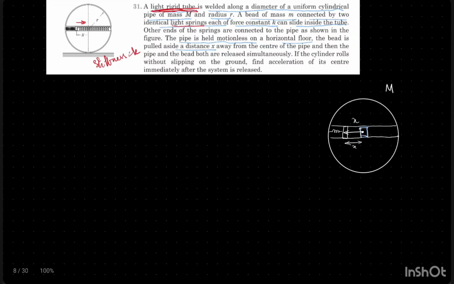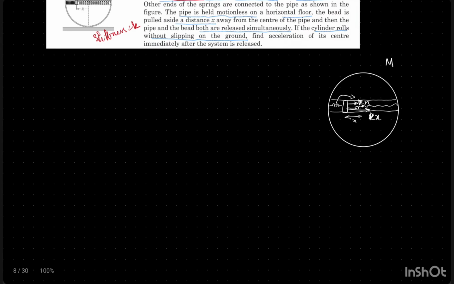So they pulled it away the distance x, so there must be a force acting on that thing, kx from this spring, and the same thing will happen from the other spring, kx. So there will be 2kx force applying on that small mass. Let's see what else they give. And then the pipe and bead are released simultaneously. If the cylinder rolls without slipping on the ground, find acceleration of its center immediately after the system is released.